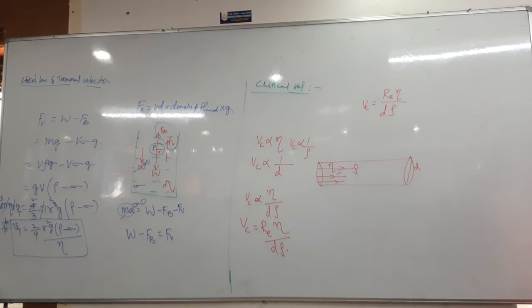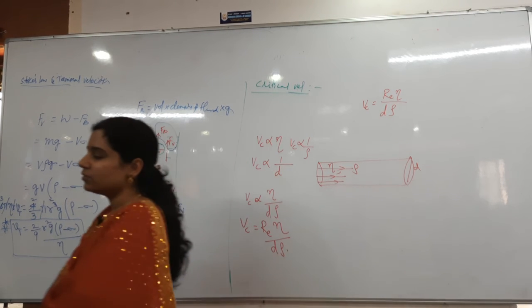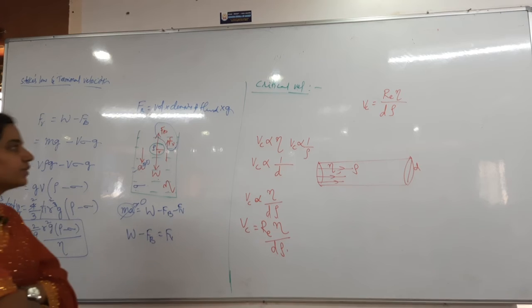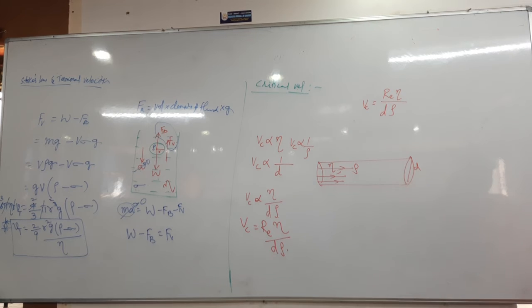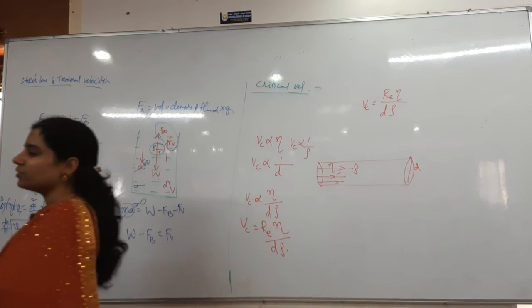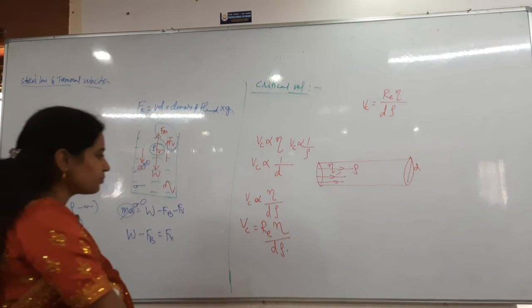In the next line you write, this critical velocity is directly proportional to the coefficient of viscosity neta. In the next line, inversely proportional to the density of the fluid, and also inversely proportional to the diameter of the pipe.